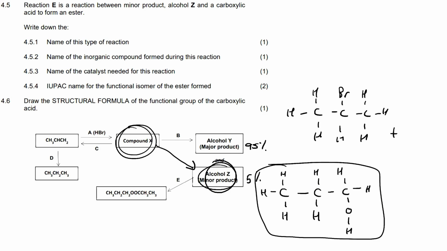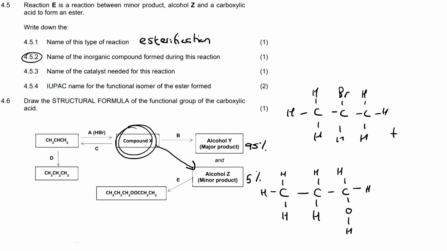So alcohol Z looks like this. Now, they said reaction E is a reaction between the minor product, which is alcohol Z, and a carboxylic acid to form an ester. It says to write down the name of this type of reaction. Well, when you're forming an ester, we can just call it esterification. Then, what is the name of the inorganic product that will be formed during this reaction? Let's have a look.